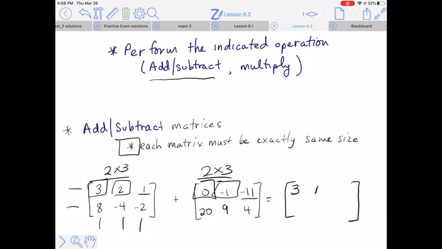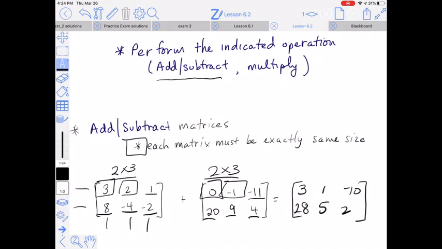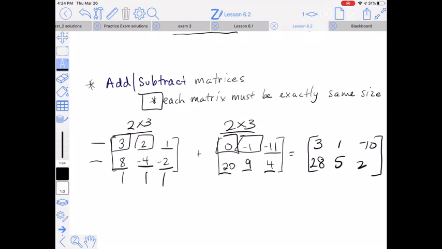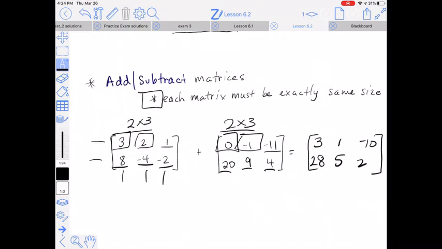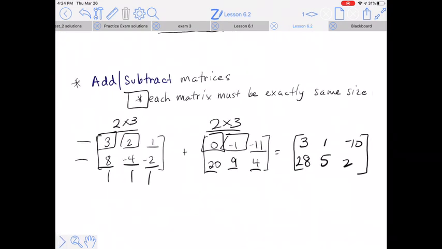And then 1 plus negative 11, negative 10. 8 plus 20 is 28. Negative 4 plus 9 is 5. And then negative 2 plus 4 is 2. And subtraction works the exact same way as addition. You've got to make sure each matrix is the same size, and you subtract entries that are in the same spot.